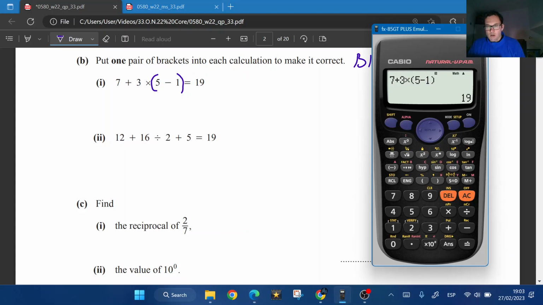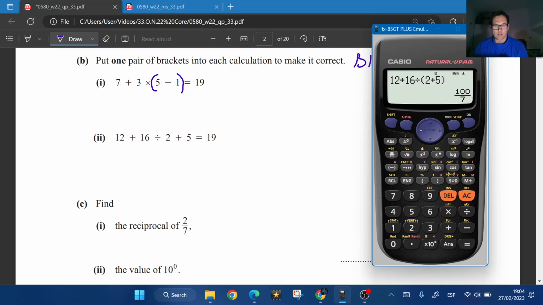Right, second one, same thing. You will do the division first. So 16 divided by 2 is 8. And then add the 12 and then the 5. So that would be 25. Well, you can check that with your calculator. 25, yeah? Now, if we put the brackets here, it will add the 2 and the 5 together first, that was 7. 16 divided by 7 will give us a decimal answer.